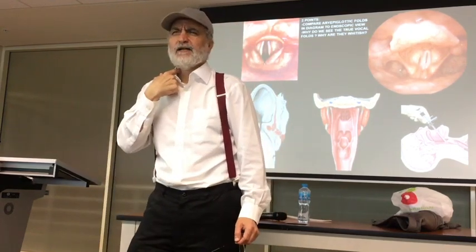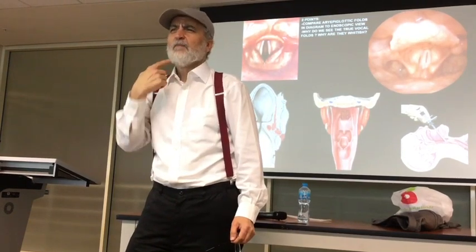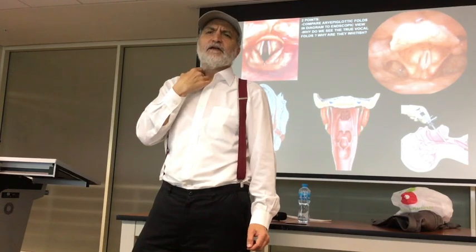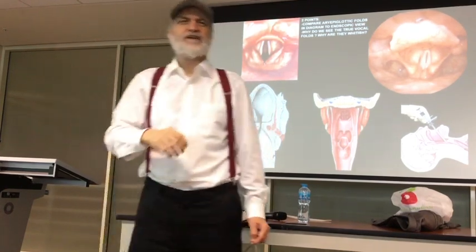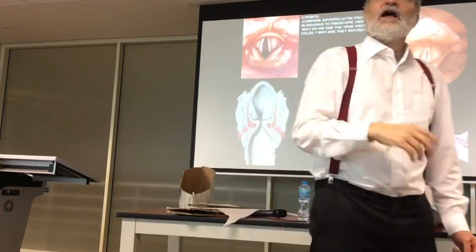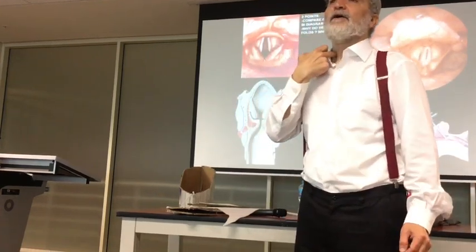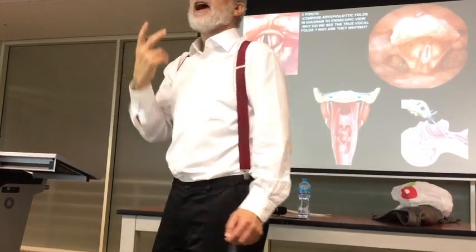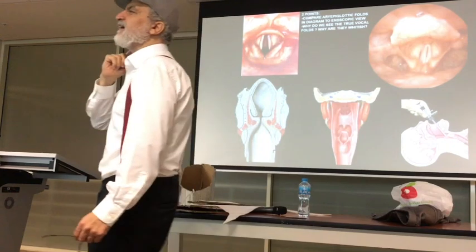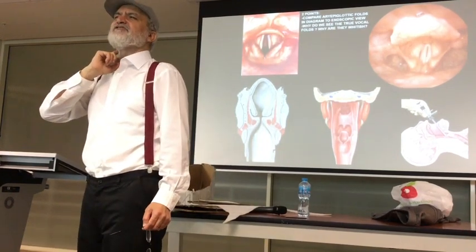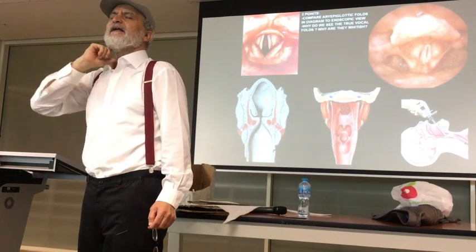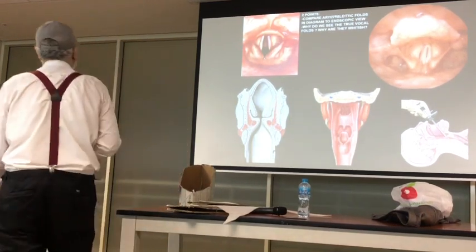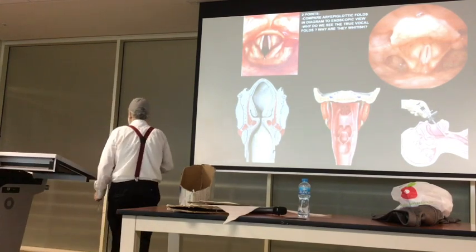Pyriform fossa is drained by a very important lymph node here called jugulo-omohyoid. It is the second largest one. What's the first largest one? The first one is jugulo-digastric in the neck. The master lymph node in the neck is jugulo-digastric. The second one is jugulo-omohyoid. Both of them are present in the carotid triangle.